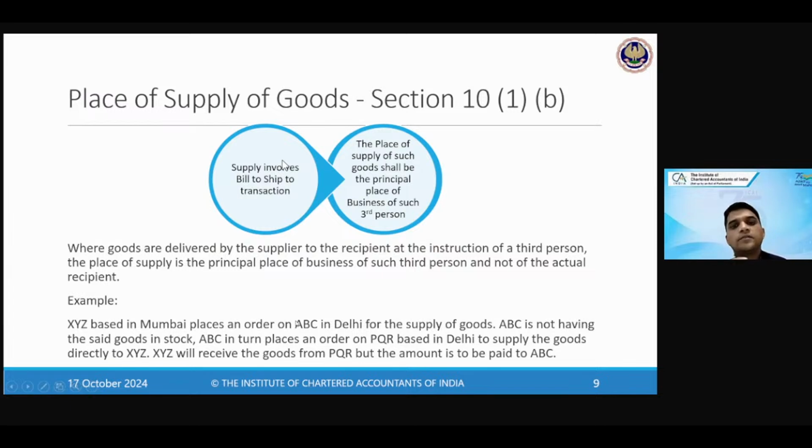Now, we've read 10.1(a), now we'll go to 10.1(b), where the supply involves a bill to ship to transaction, wherein you have to bill one person, but shipping has to happen to another person. In that case, what do we do?